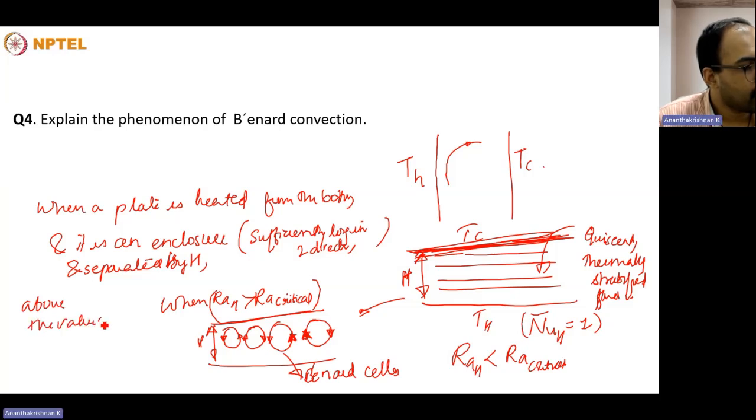Above the value of the critical Rayleigh number, counteracting, a 2D roll sets in, and this flow pattern is called the Bernard cells, and the flow is called the Bernard convection.